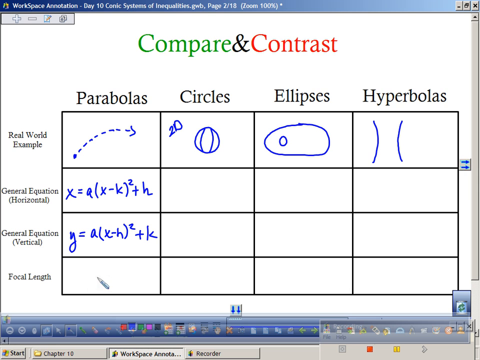What about the focal length? Awesome. Wait. Oh, I'm sorry. You're right. Somebody caught it. This should be Y. Okay. I see it. Fantastic. Okay, 1 over 4A, or a fourth of A, right?